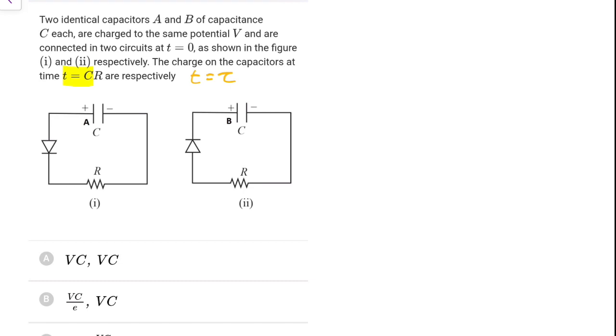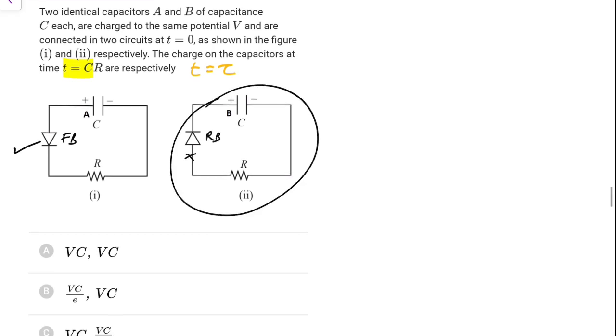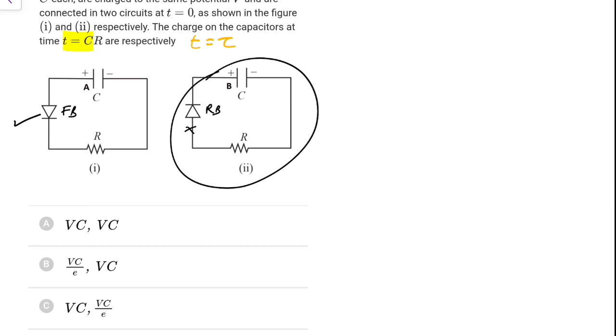So now, in the first one, just look at it: plus, minus. This is forward bias, so here it will discharge. Here it is reverse bias, so it won't discharge. So for this one, the charge will remain the same, CV. So we are left with 2 options, and for this one it will reduce, and in one time constant it becomes 1 by e. So the options are quite easy. So go for option 2.